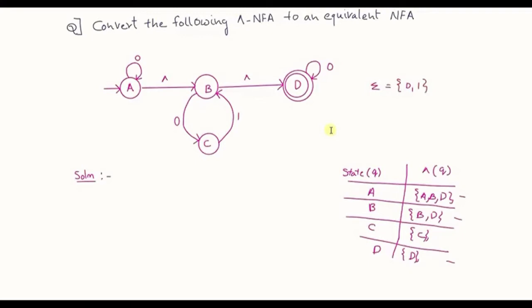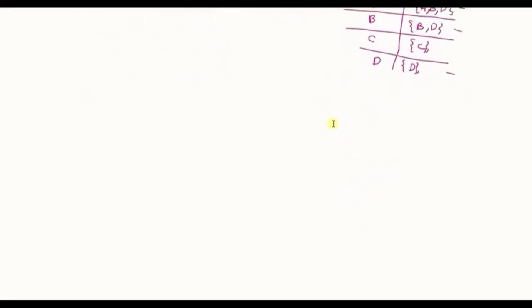So the formula we have to apply, the one which I had seen last time. We'll first find out what is the transition of the first state A on 0. Applying the formula, this can be written as E closure of del of E closure of A comma 0.